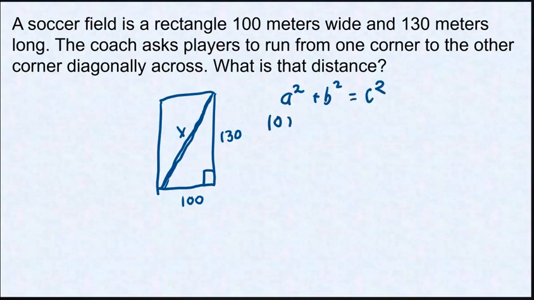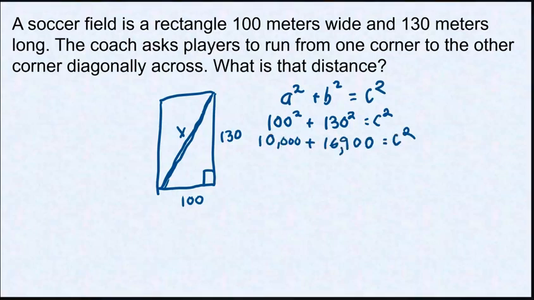I'm going to create very large numbers here. Or what I can do, definitely if I have a nice strong calculator, is I could just plug everything in at once. But for the sake of this video, I'll create the large numbers. And my calculator tells me that 100 squared is 10,000 and 130 squared is 16,900. Now I'm going to add these two together to get 26,900 equaling c squared.